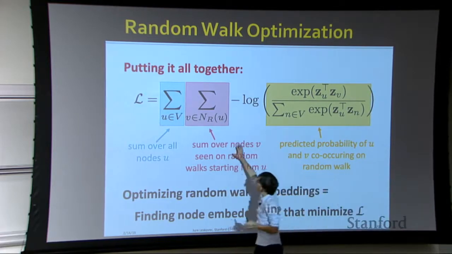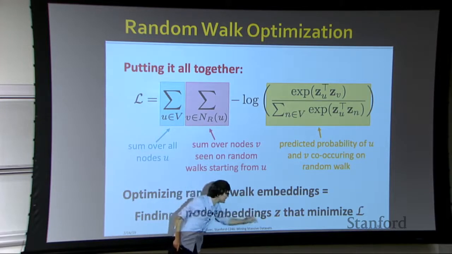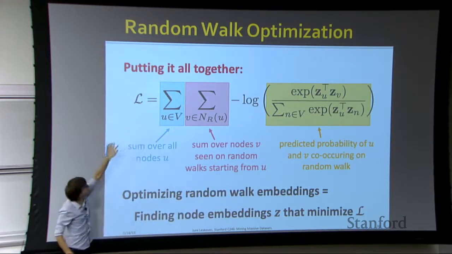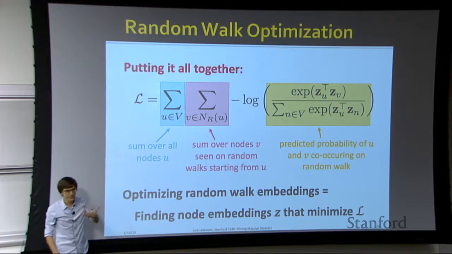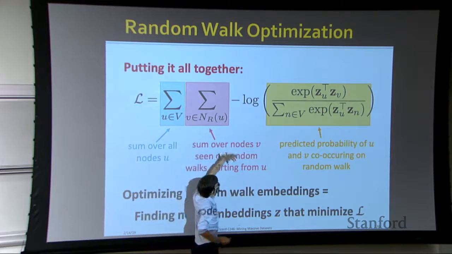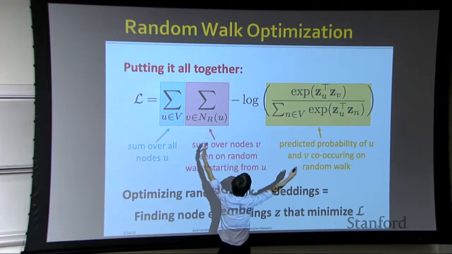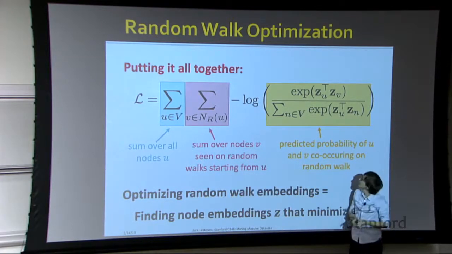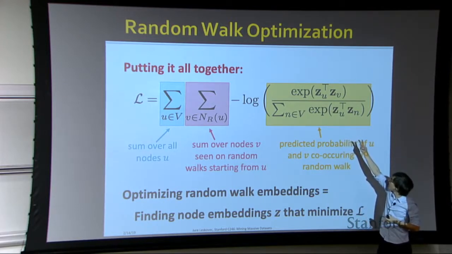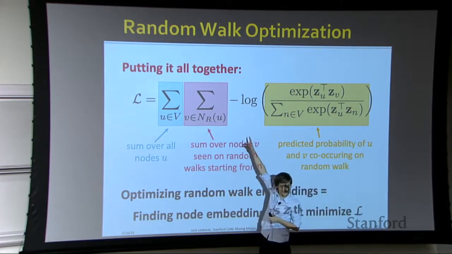So what this means is that if I solve this optimization problem, if I optimize the random box embeddings, I'm finding the coordinates z of the nodes such that I minimize this function L. This is in some sense my loss function. It tells me how well I can predict the neighbors given the coordinates of the nodes. The better I can predict the neighbors, the smaller this loss function will be, because here I have the softmax, so the smaller the total value will be. Why smaller? Because I have a minus there.